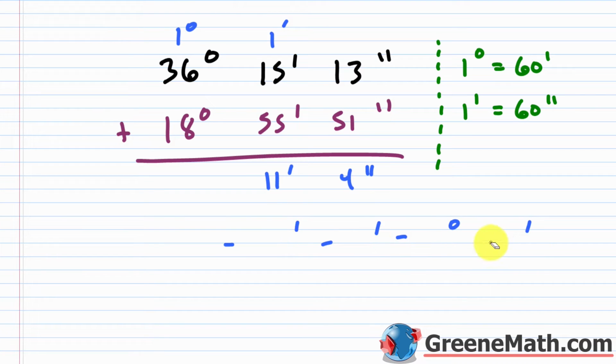Okay, so that's all we have to do. Now, in this leftmost column where we're dealing with degrees, this can be as high as you want. Okay, so it can be 60 or greater, it does not matter. Okay, so we're going to say that this is 1 degree plus 36 degrees plus 18 degrees. So 1 plus 36 is 37. 37 plus 18, that's going to be 55. So this is 55 degrees. Okay, so this gives us our final answer. We're going to have 55 degrees, 11 minutes, and 4 seconds.